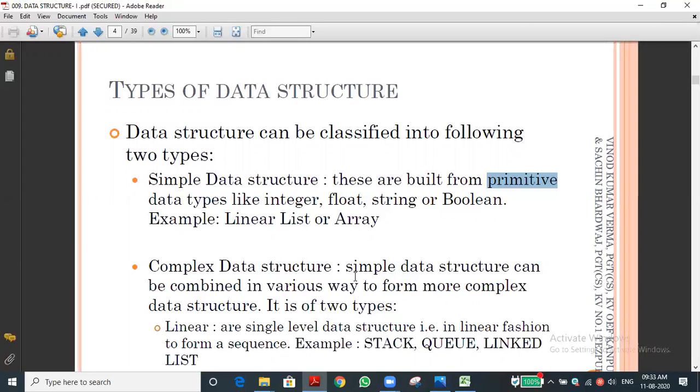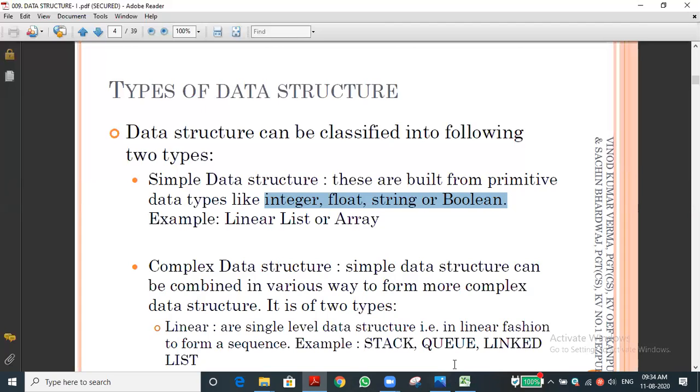It is not mentioned, but anyhow I'm saying, that is a very important term. Primitive means simple data structure. Non-primitive means complex data structure, or in your book it might be given as compound data structure. Simple data structures are integer, float, string, boolean. These data types are called primitive or simple data structures. And complex data structures are list, dictionary, some of the concepts.